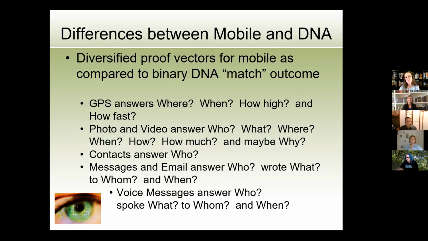These are what I called diversified proof vectors. DNA, right? The DNA either matches or it doesn't. So it's kind of binary, right? You win or you lose. Whereas with mobile evidence, it's way more nuanced and sophisticated, right? Look at all the different kinds of questions. GPS metadata on a text message or a photo or a video or a Wi-Fi connection.